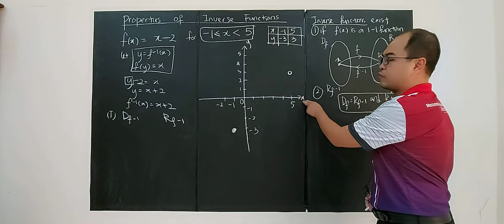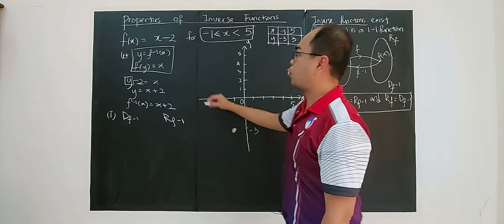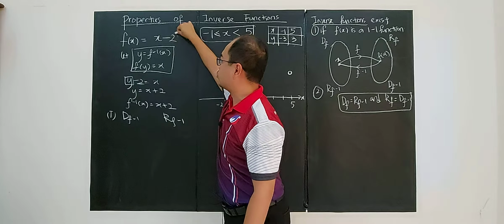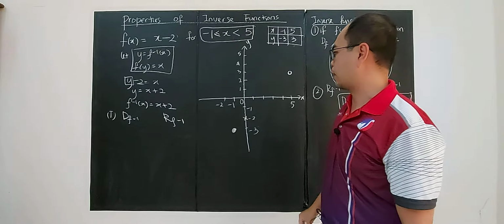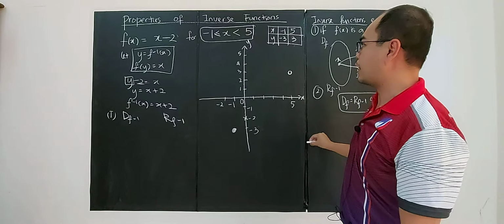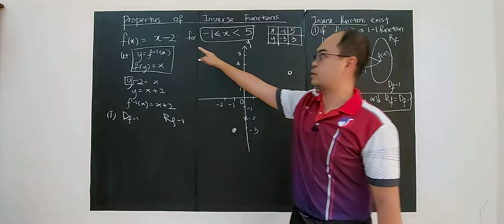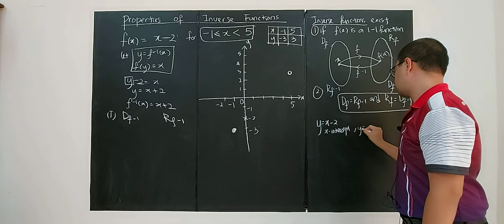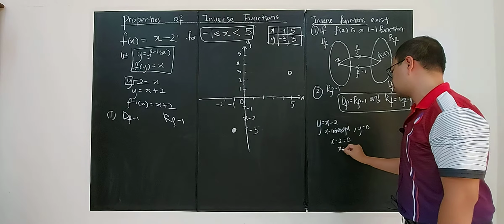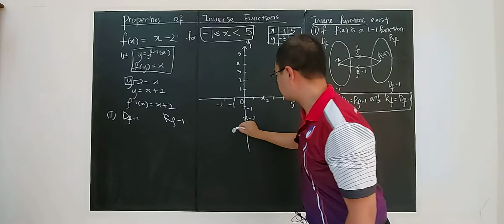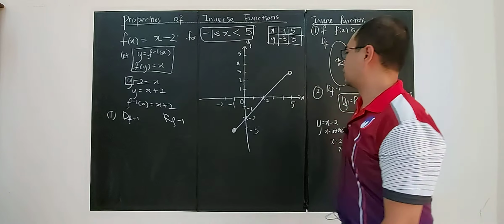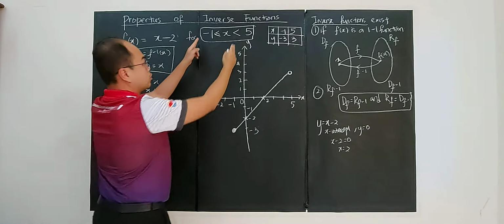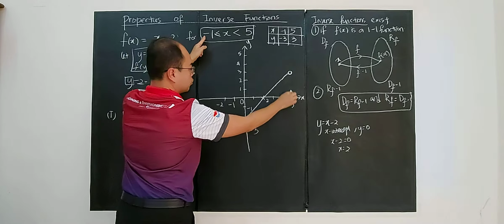If you want to go further, you can find the x-intercept or the y-intercept. The y-intercept in this case will be -2. And how about the x-intercept? For y equals x minus 2, the x-intercept is where y equals 0, so x minus 2 equals 0 and x equals 2. It means the line cuts the x-axis at 2 also. So if you draw the line, this will be the graph of f(x) equals x minus 2, just for this region. It's supposed to be everything, but we are controlled by -1 up to 5.